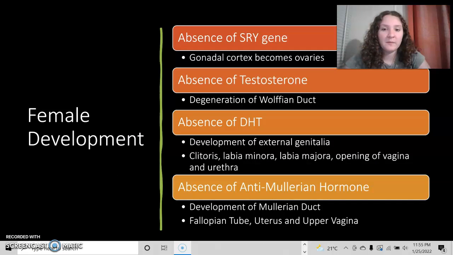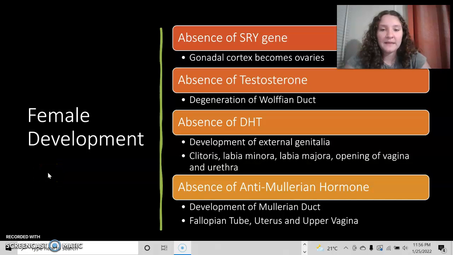Moving on to female development, just by looking at this slide, we can see that the presence of hormones is very important when it comes to developing male reproductive systems. However, when it comes to female development, we don't really need any of these hormones. So recall the gonadal cortex from earlier slides. The absence of the SRY gene means that this gonadal cortex will become ovaries. As we saw in the previous slide, the SRY gene is responsible for male development only.